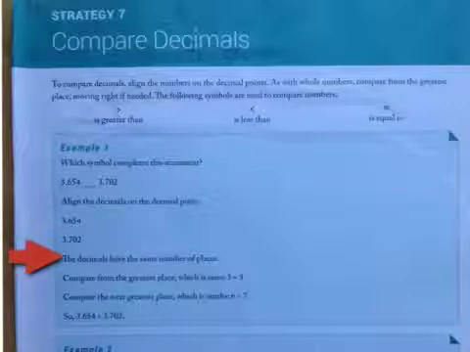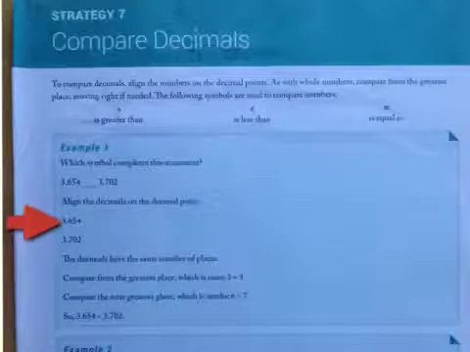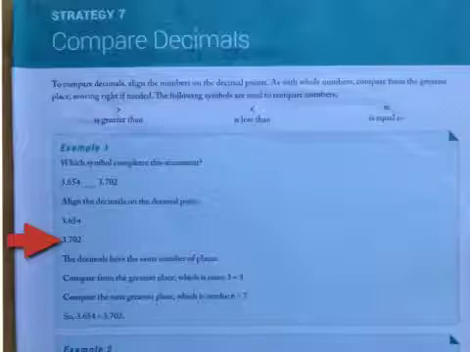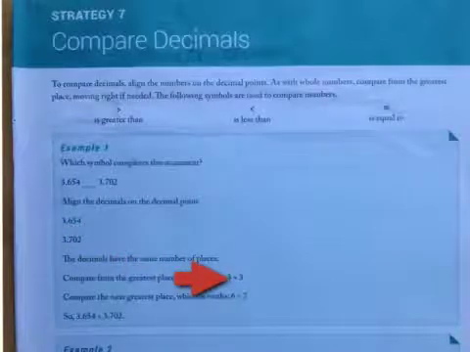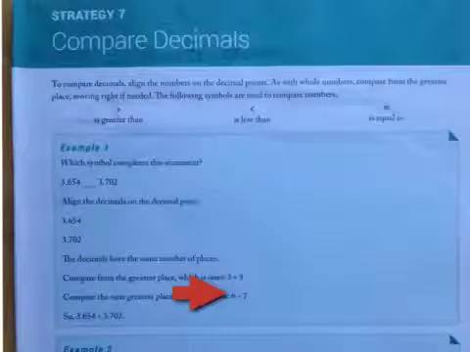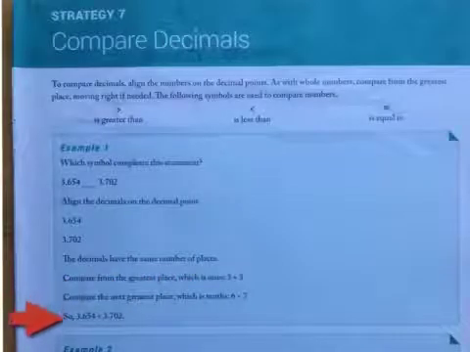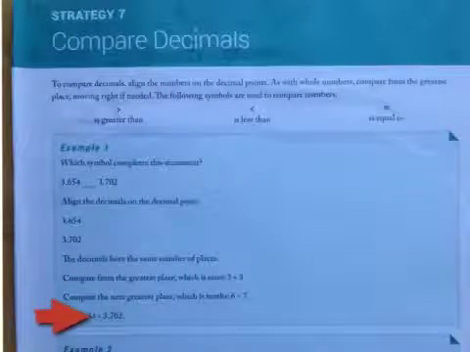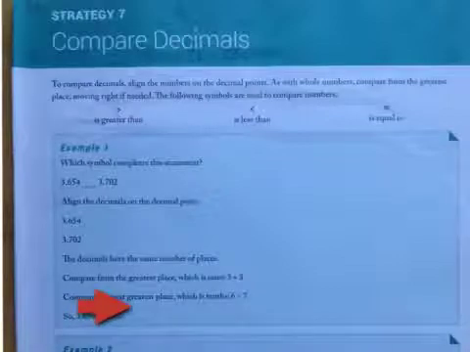At first it says the decimals have the same number of places. Then it says compare the greatest place, which is the 3. So we know here we've got the two 3s. And then it says compare the next greatest place, which is the 6 and the 7. It shows us here that the 3s are equal, but then it says the 6 is less than the 7. So that's where we come up with our answer: 3.654 is less than 3.702.